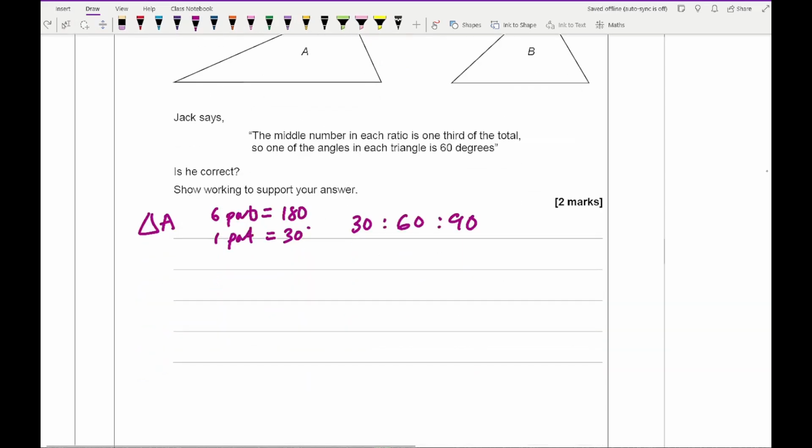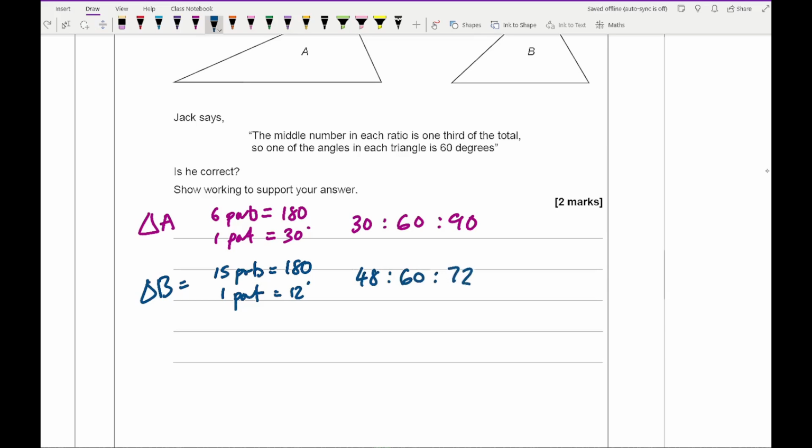I then do the same for triangle B, in which I've got 15 parts, which equals 180. So one part is going to equal 12 degrees. So then if I do 4 times 12, which is 48, 5 times 12, which is 60, and 6 times 12, which is 72. As you can see, I've got 60 degrees in both. So is he correct? Yes, he is.